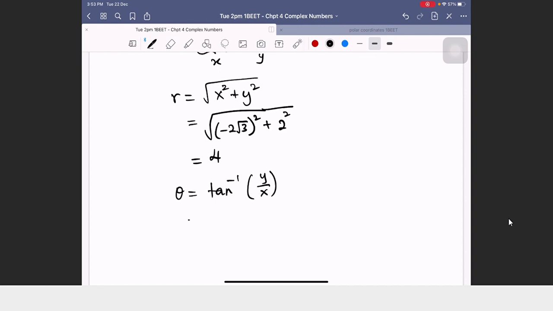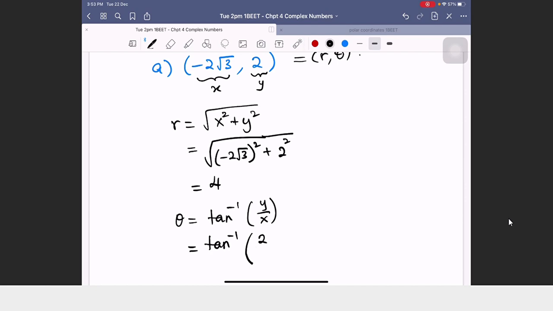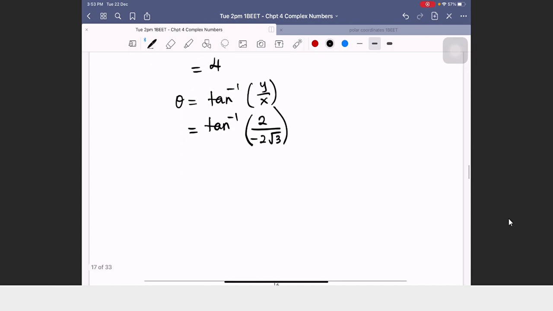What will happen? We'll see. Okay, tangent inverse y over x. So your y is 2 and your x is minus 2 sec 3. That means you are going to compute for minus 1 over sec 3.